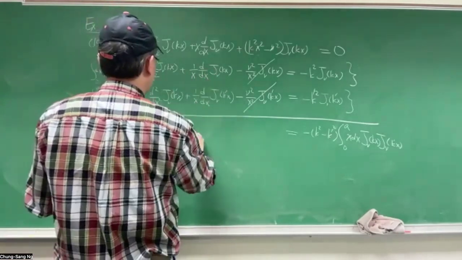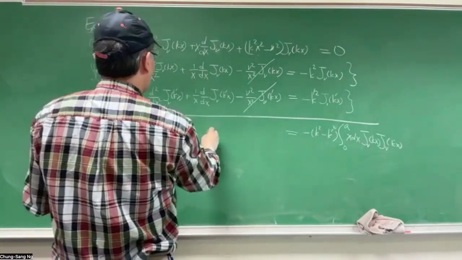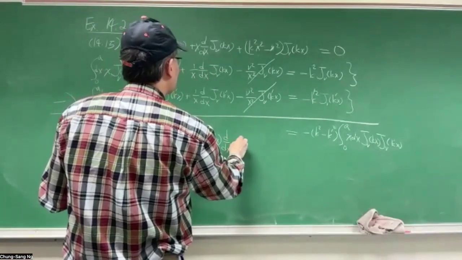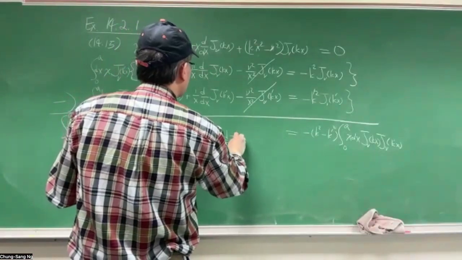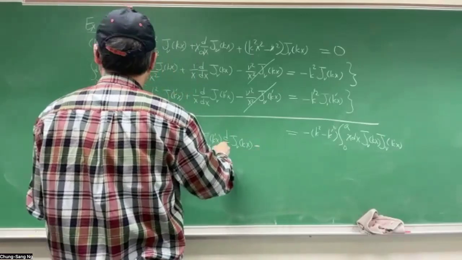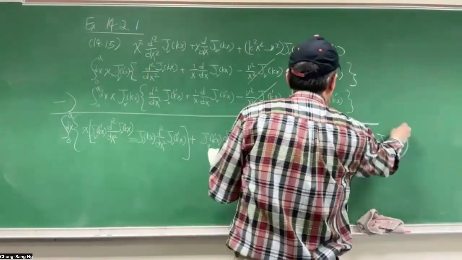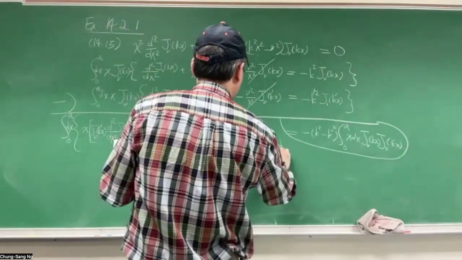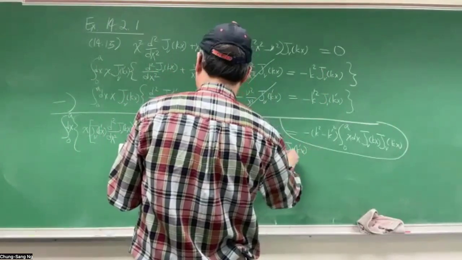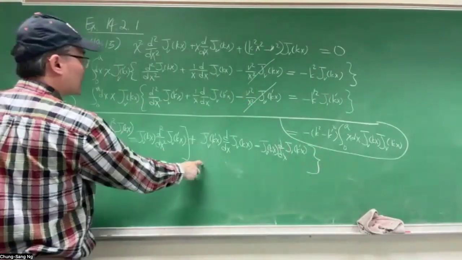But this one is the same, except that you don't have an x to cancel this x, so you have x d/dx, and then minus J. That's the two subtraction.